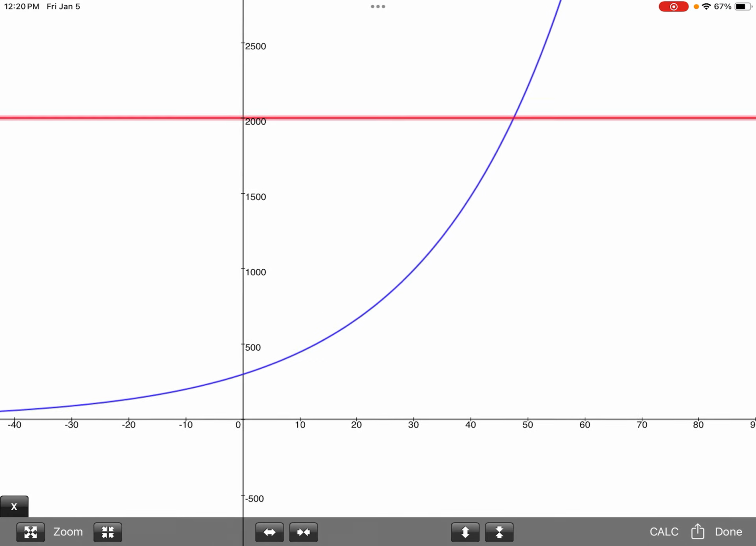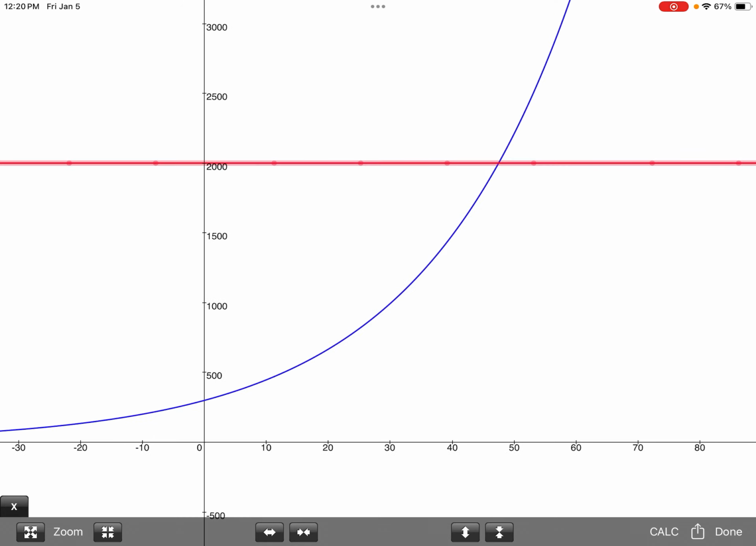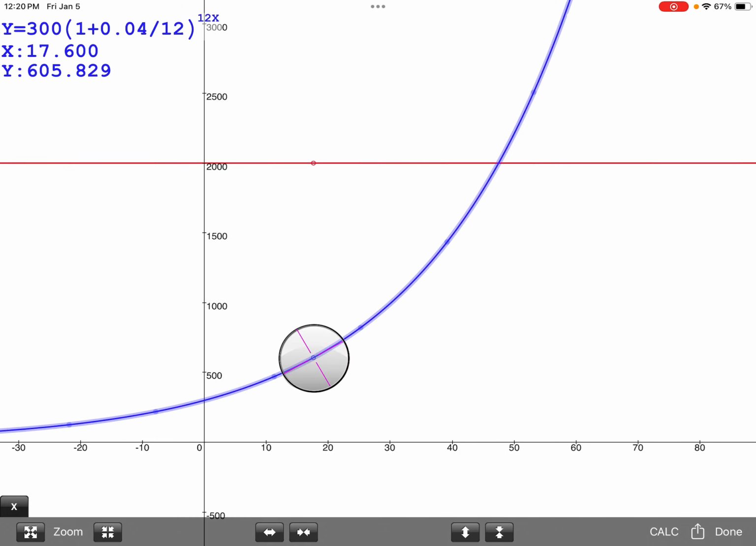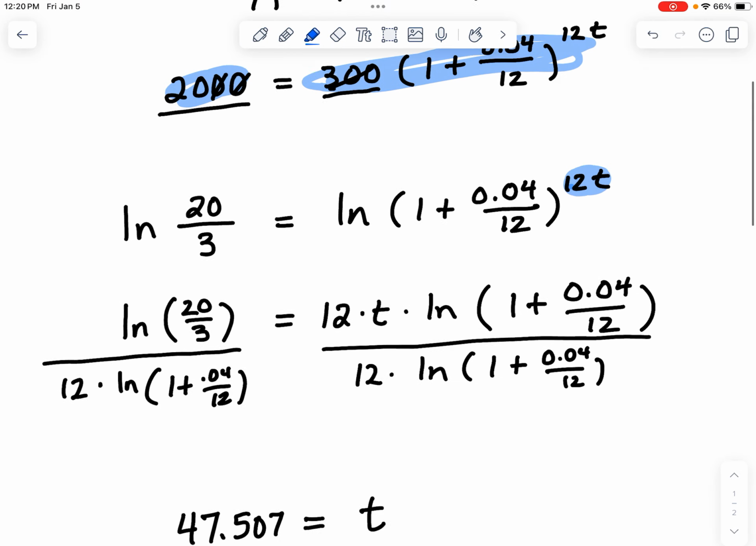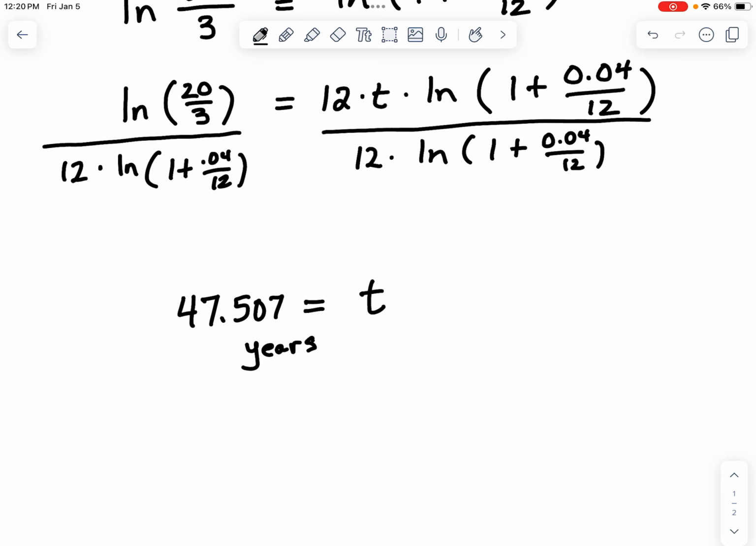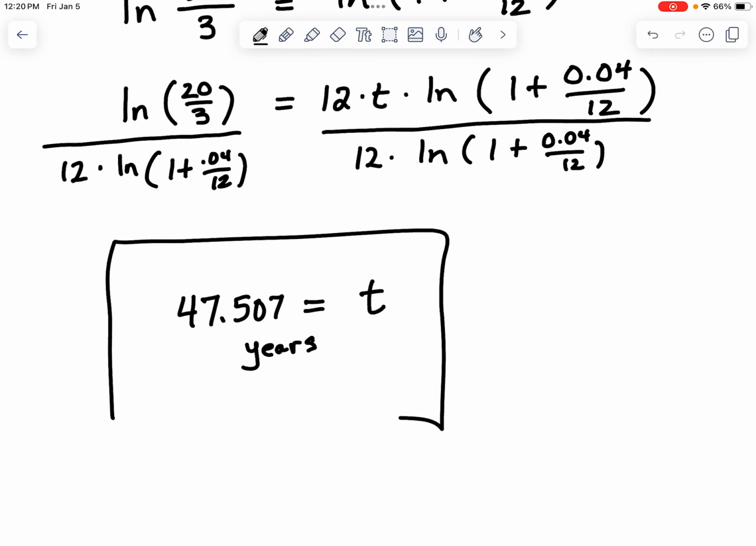So there's the exponential growth. There's when your money, so this blue line is your money growing and growing. And then when does it reach? Oh, it really is true. It's going to take 47.5 years for your $300 to turn into $2,000. Maybe you shouldn't wait around for that. So it turns out that that was the answer. So now it even deserves the box.